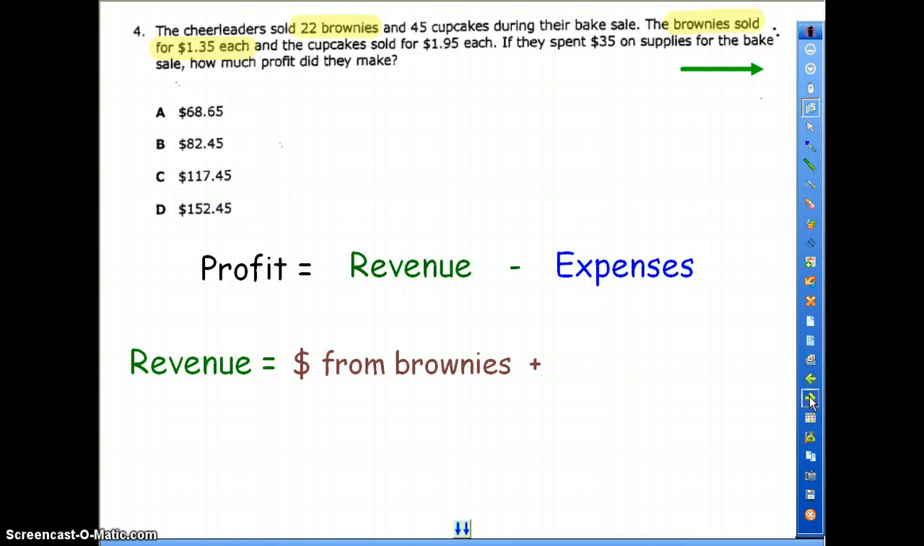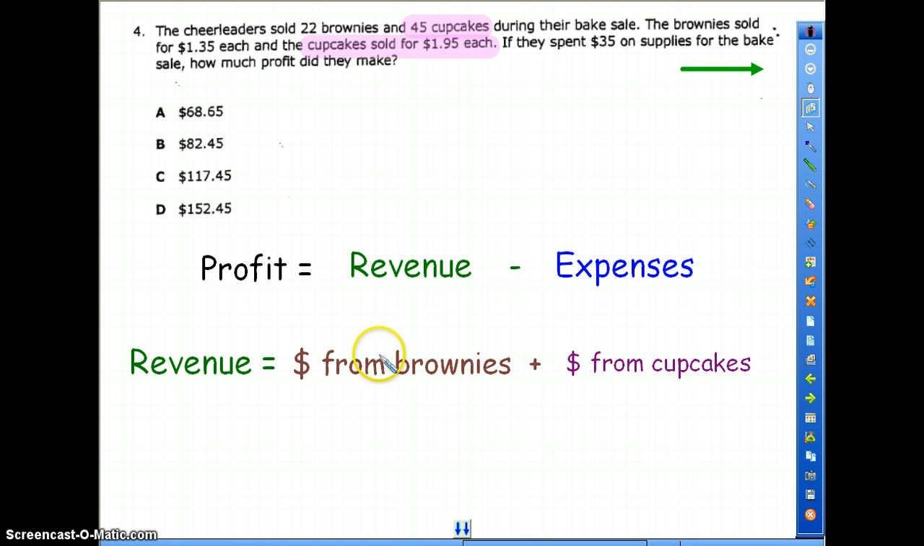So, to figure out your revenue, you're going to take the amount of money that you made off of brownies, highlighted here in yellow. You know what to do there. You're going to add to it the amount of money you made off of selling cupcakes, right here. I hope I didn't say cupcakes over here. I hope I said brownies. I meant brownies if I said cupcakes. Figure out the amount that you made off of cupcakes, and then add the two amounts together. Okay? Money made from brownies plus money made from cupcakes.